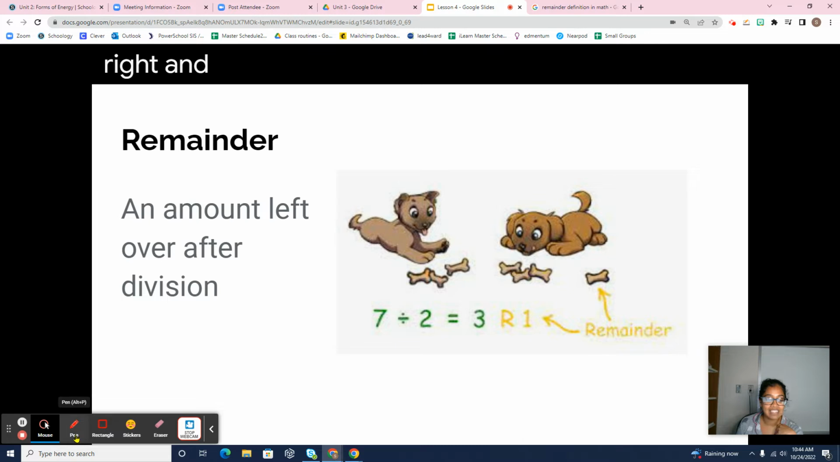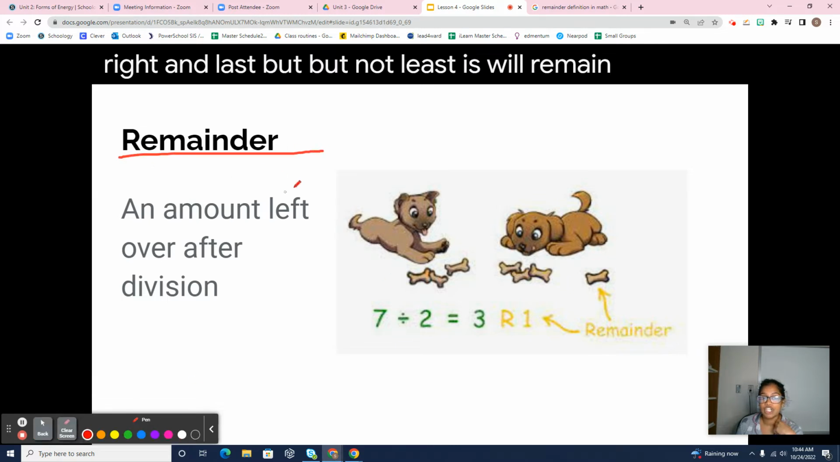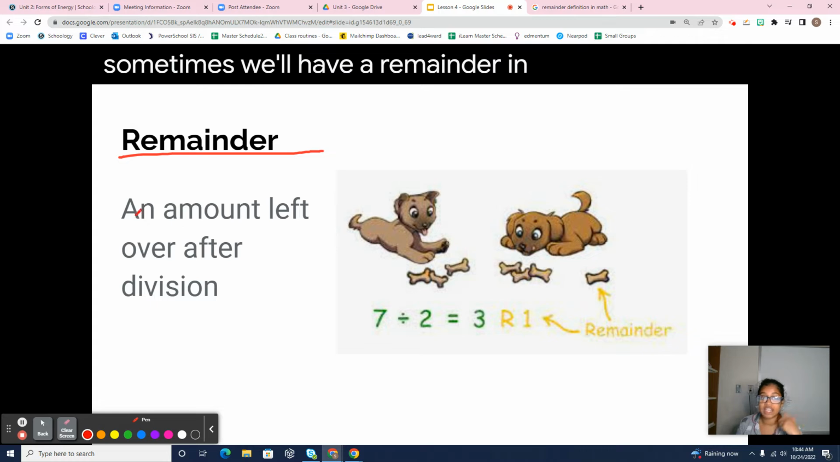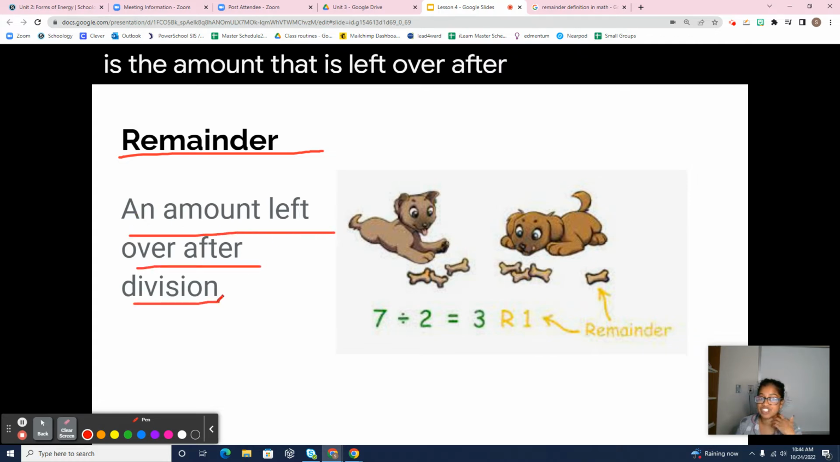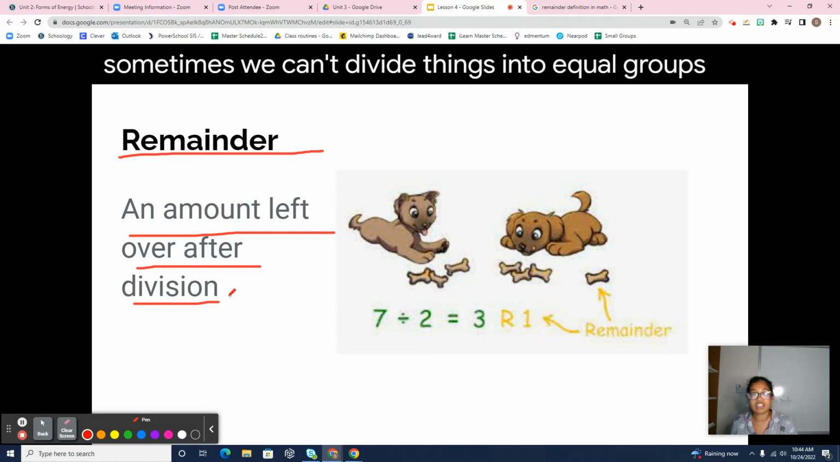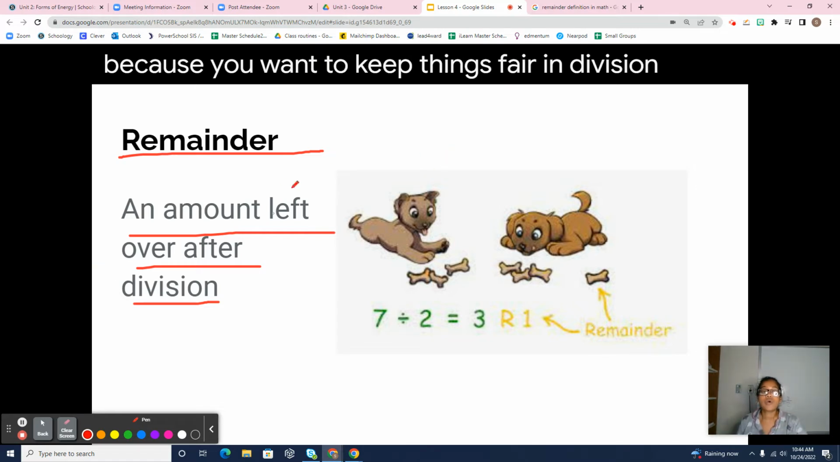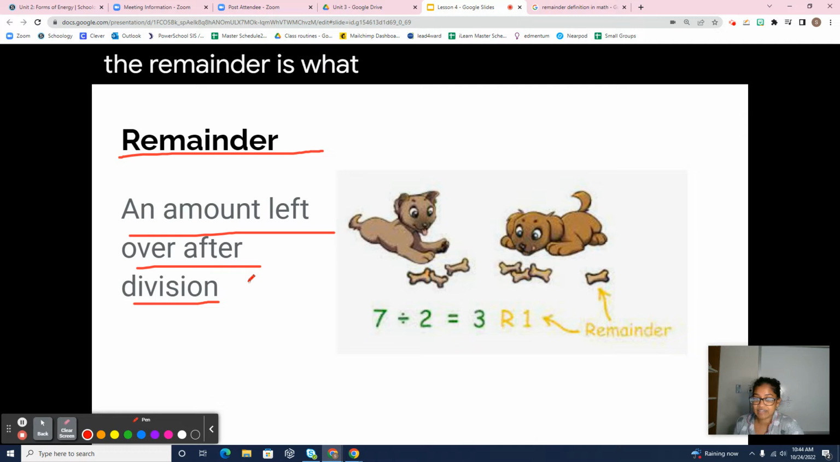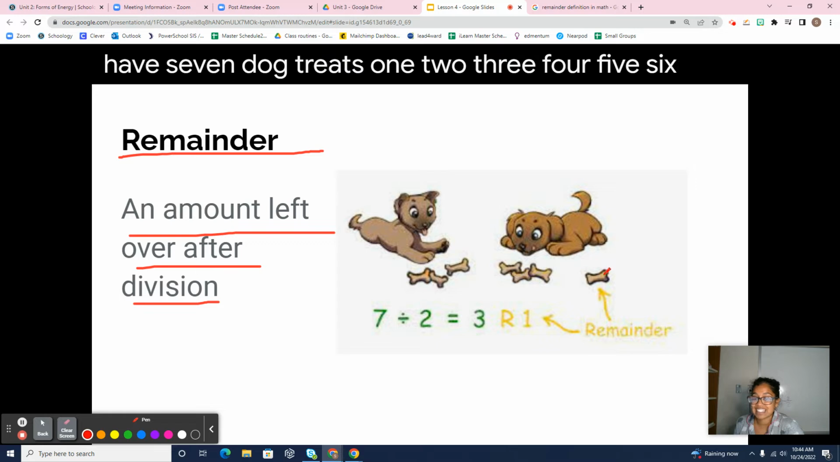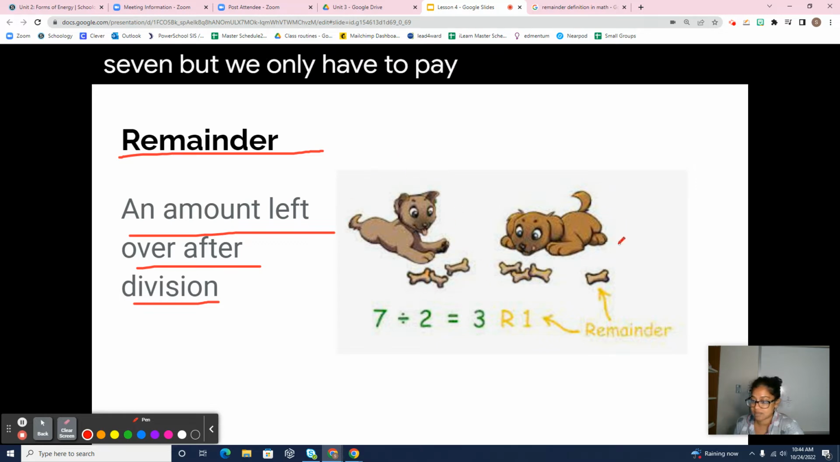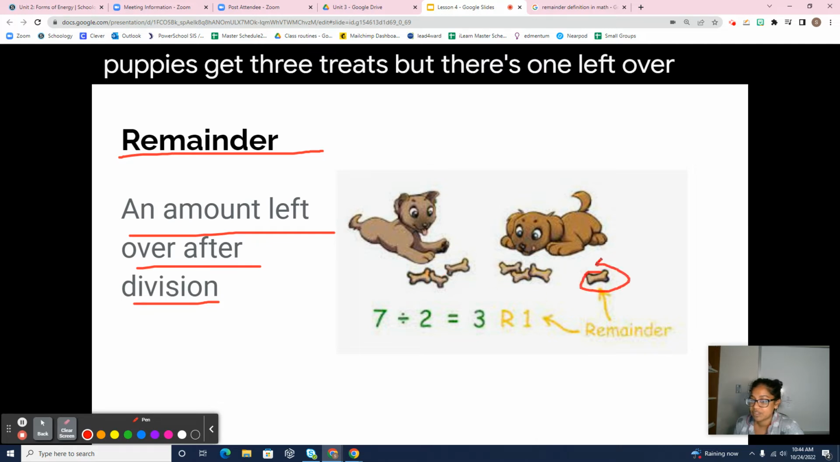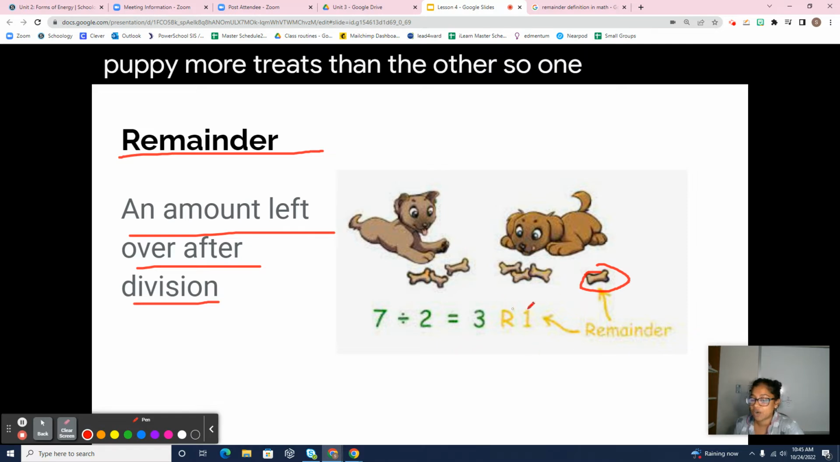All right, and last but not least is remainder. Sometimes we'll have a remainder in division, and that is the amount that is left over after division. Sometimes we can't divide things into equal groups because we want to keep things fair in division. So the remainder is what is left over. Over here we have 7 dog treats, 1, 2, 3, 4, 5, 6, 7, but we only have 2 puppies. Each of our puppies gets 3 treats, but there's 1 left over. It wouldn't be fair to give one puppy more treats than the other. So 1 is our remainder. That is what is left over after division.